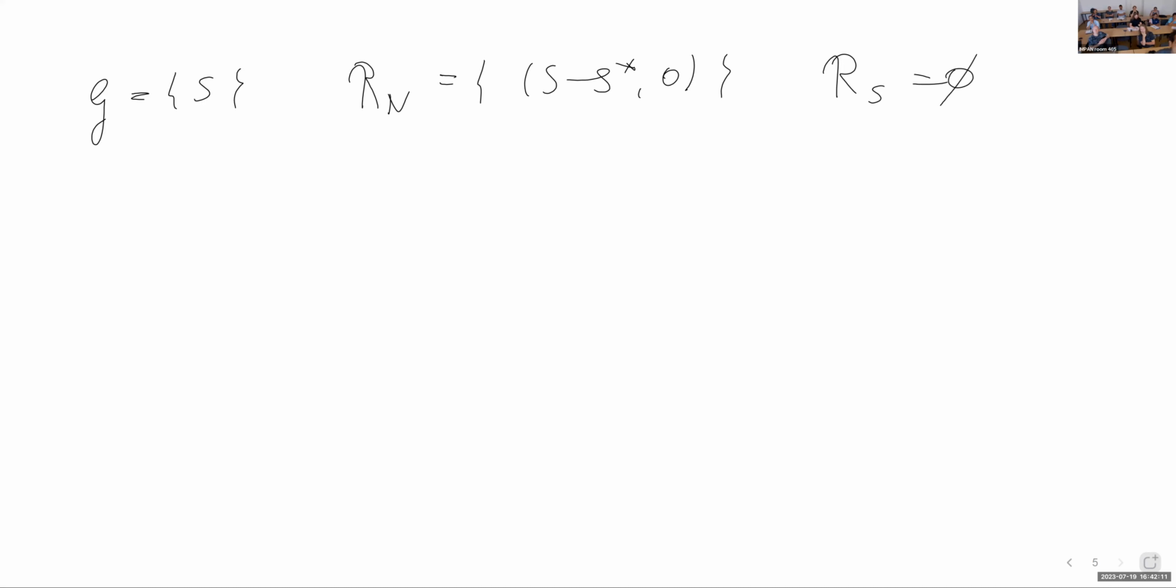Let's give an example of something that's not admissible. Let's say you have G just one element, and then you have R_N to be just S minus I star 0. Then you have R_SOT to be empty. So this tuple is not admissible. You have your norm condition, only one, without the SOT condition.